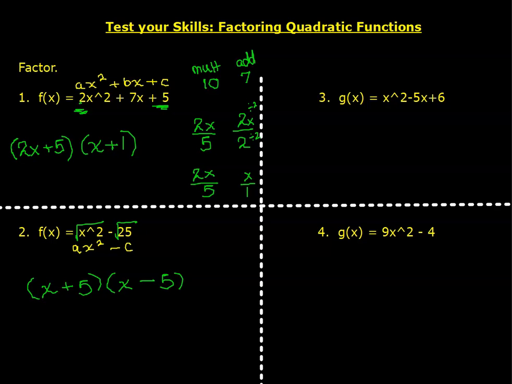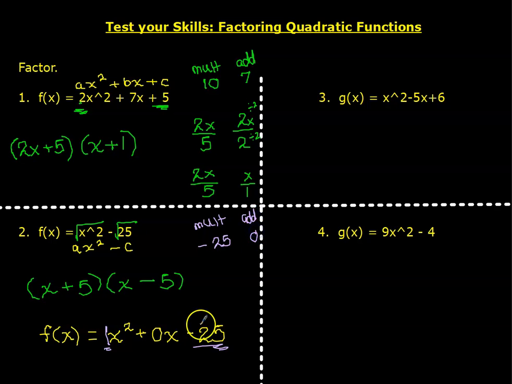But let's say you can't identify it's a difference of squares, you didn't recognize it. That's fine. You can actually rewrite this as x squared, and remember, we didn't have the bx, so I'm just going to write plus 0x because it's not there, and then minus 25. And you can just do the same thing we did for number 1. Multiply first times last. So 1 times negative 25 is negative 25. I need two numbers that multiply to be negative 25 and add up to be 0. And those two numbers happen to be 5 and negative 5.